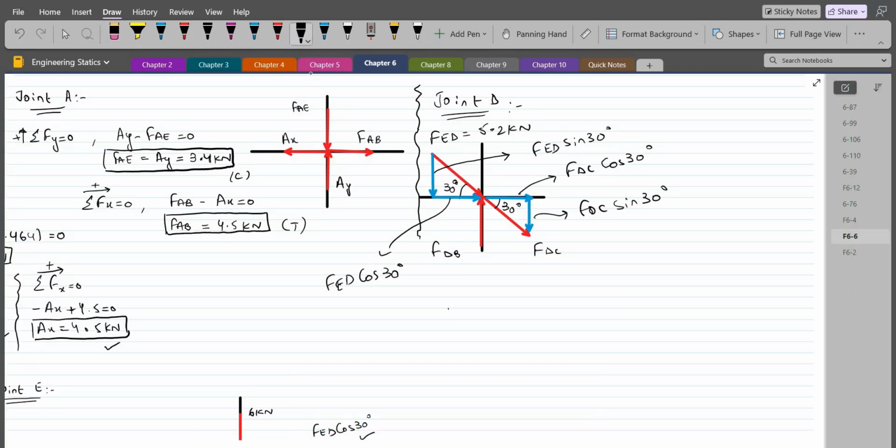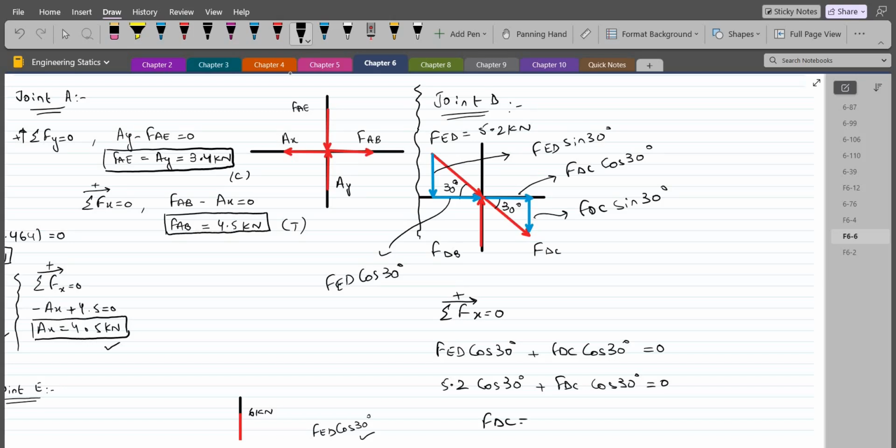So first equation would be summation of forces in x direction equals to 0. I'm considering the right hand side as positive. So we have FED cos 30 plus FDC cos 30 equals to 0. And the value of FED is 5.2 kilonewtons. So 5.2 into cos 30 plus FDC into cos 30 equals to 0. So from here, FDC comes out to be negative 5.2 kilonewtons.